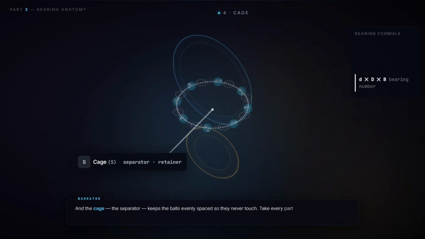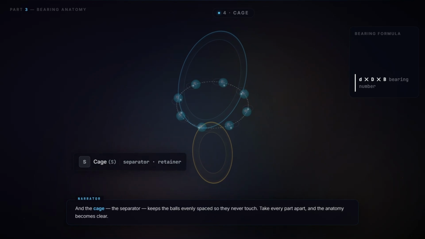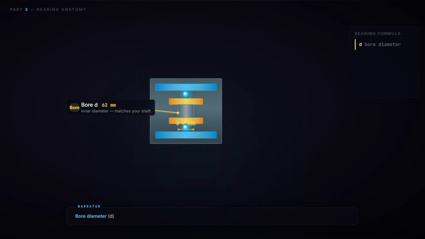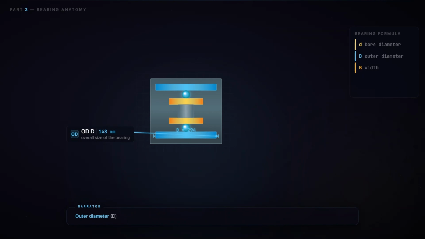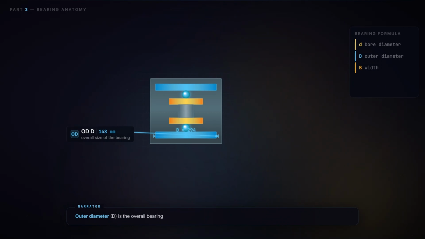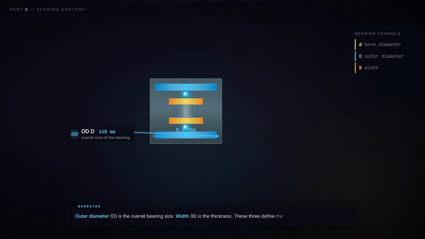Take every part apart, and the anatomy becomes clear. Bore diameter, d, is the inner diameter of the inner race, the critical dimension that matches your shaft. Outer diameter, D, is the overall bearing size. Width, B, is the thickness. These 3 define the bearing number.